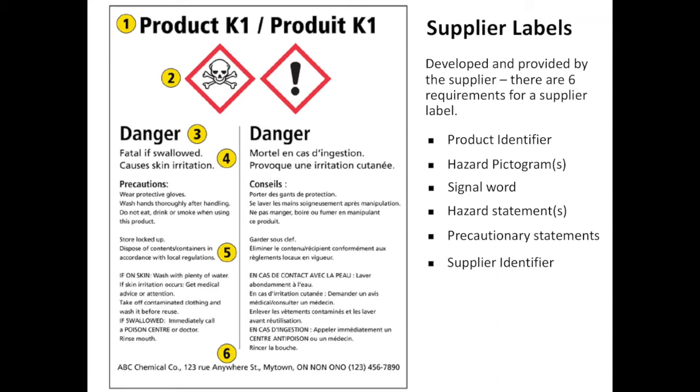The 6th requirement is supplier identification, so an address and phone number typically. And in Canada, we require that supplier labels be bilingual as well.